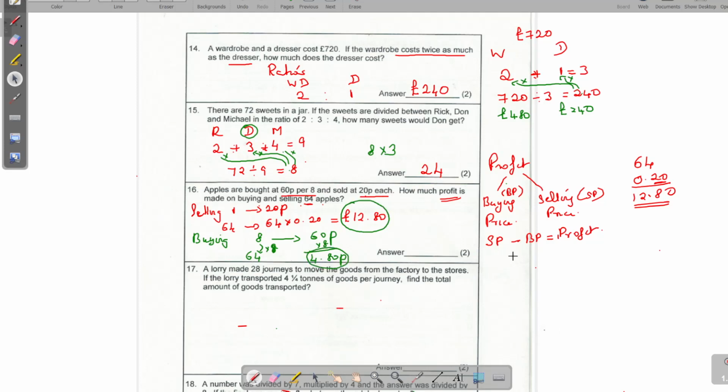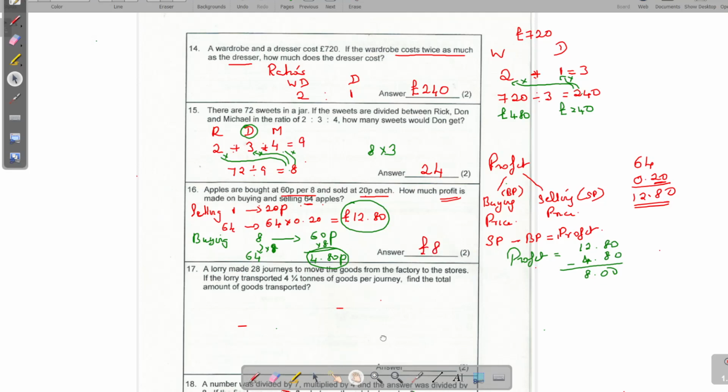So how do you find the profit? Profit is, selling price is 12.80. Buying price is 4 pounds 80. So that would be, the profit would be 8 pounds. So that is his profit.